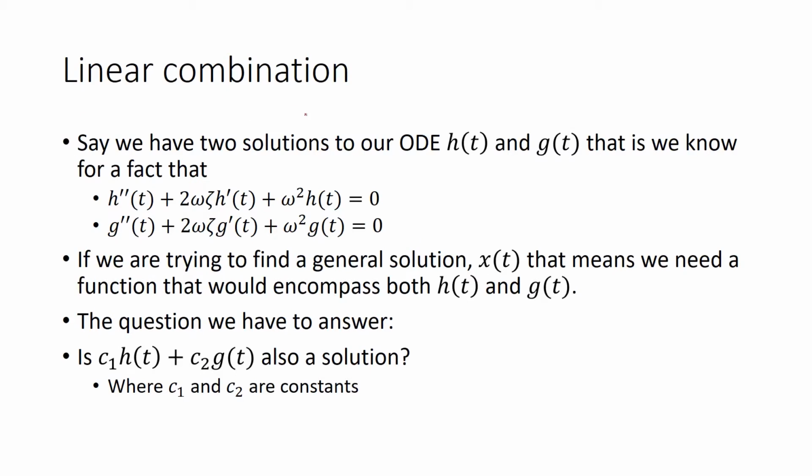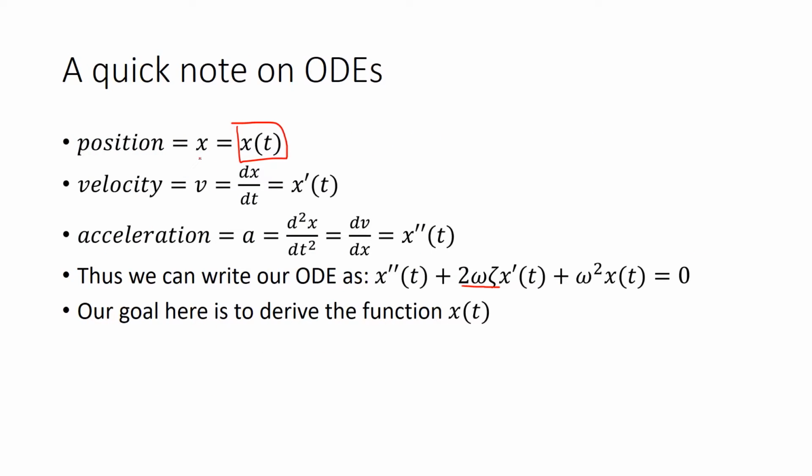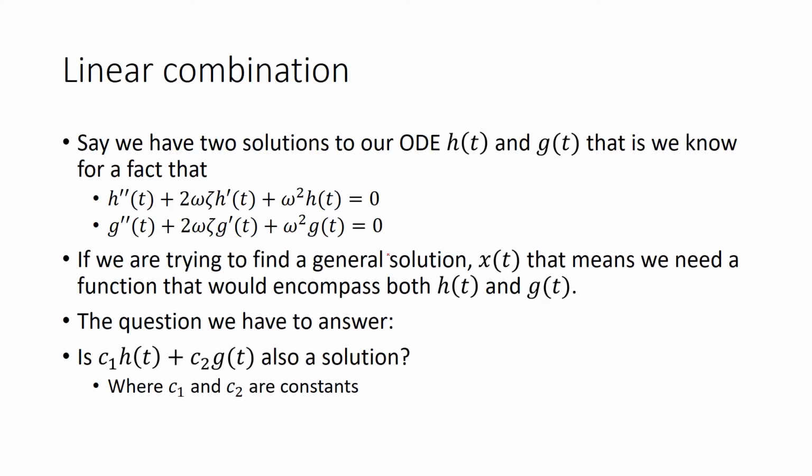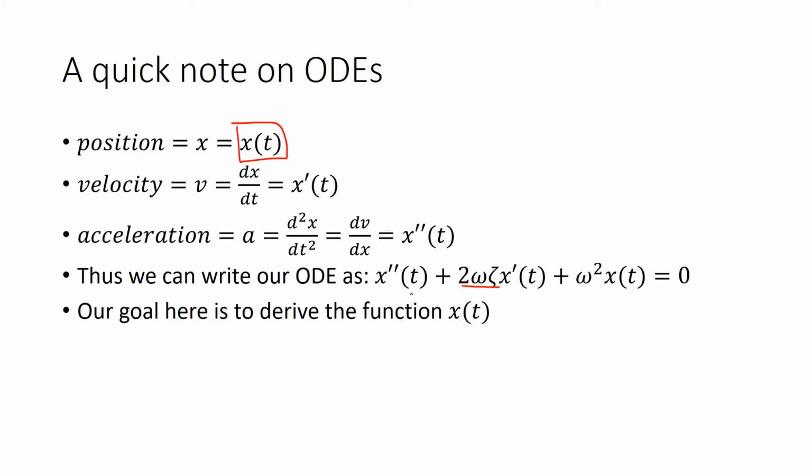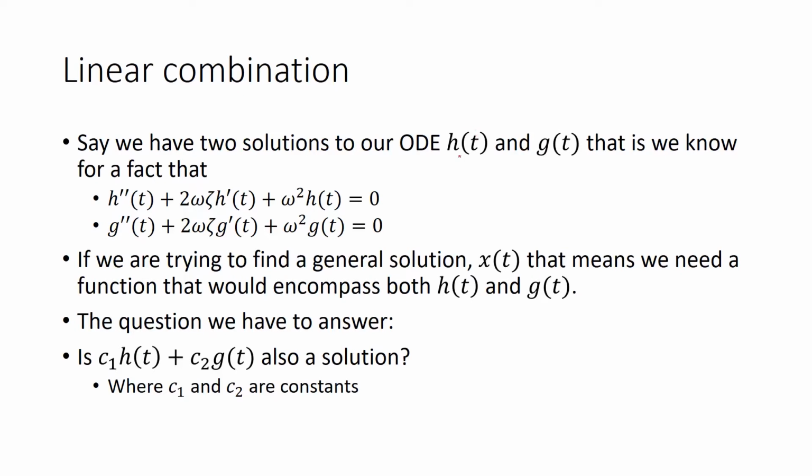So before we continue any further with our actual ODE here specifically, I just want to make a note on linear combinations. So let's say that we have 2 solutions for our ODE. So let's say we found 2 different things that fit this equation for x of t. So we have h of t and g of t.